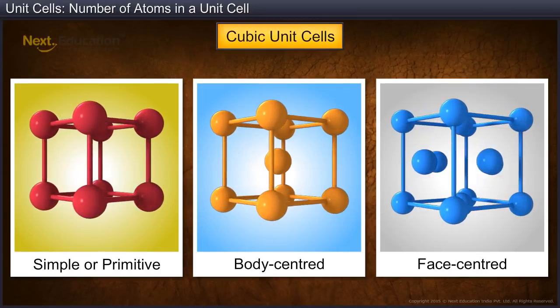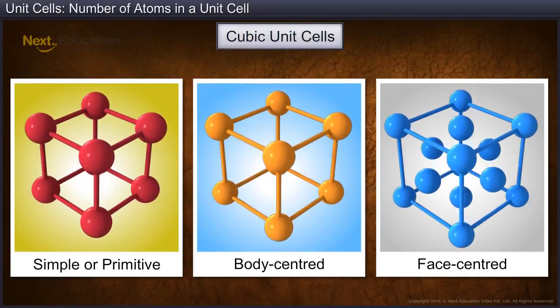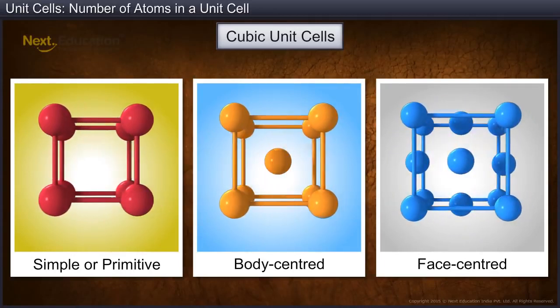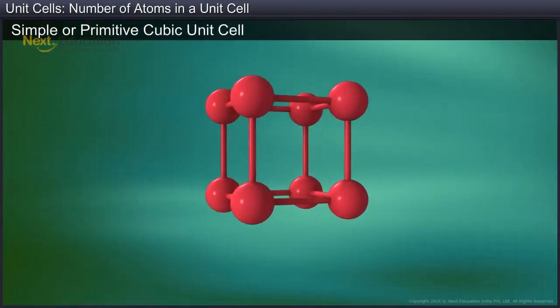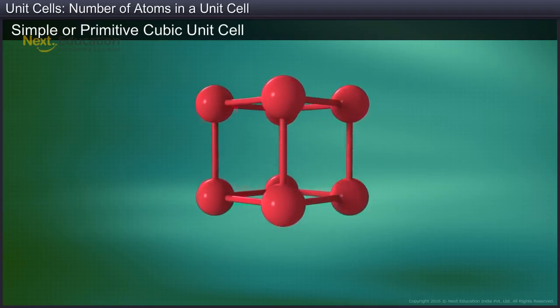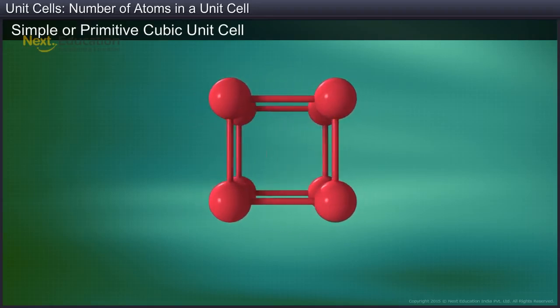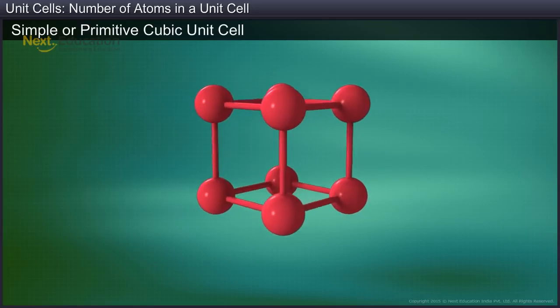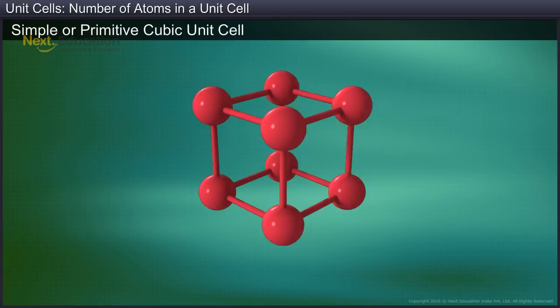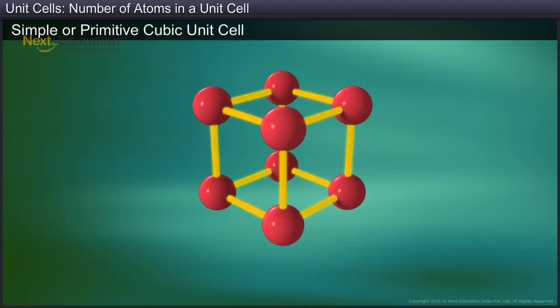Consider three types of cubic unit cells. For the sake of simplicity, assume that the constituent particle is an atom. Let's start with a simple or primitive cubic lattice. A simple cubic lattice consists of 8 atoms at the 8 corners of a cube. In the open structure shown here, the distances between the atoms are greatly exaggerated.